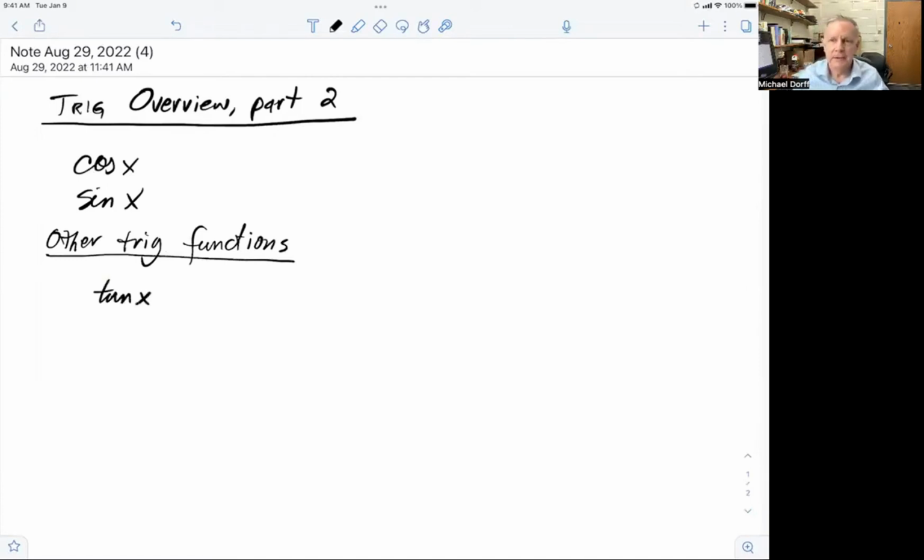Now, we talked about the tangent in terms of the right triangle, that it was the opposite over the adjacent. There's a relationship between the tangent function and the sine and the cosine function. And this is a more common way to talk about tangent functions when we deal with calculus. So the tangent is actually the sine of x over the cosine of x.